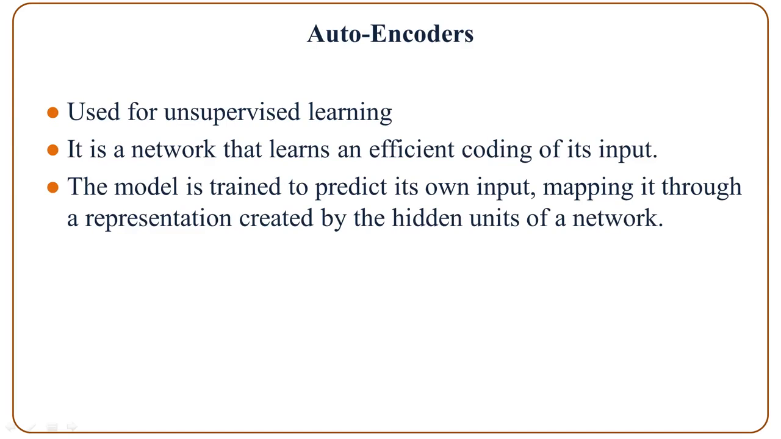What is an autoencoder used for? An autoencoder is used for unsupervised learning, basically without the support of labels. It is a network that learns an efficient coding of the input. Here we have the model, which is trained to predict its own input, mapping it through a representation created by the hidden units of the network.